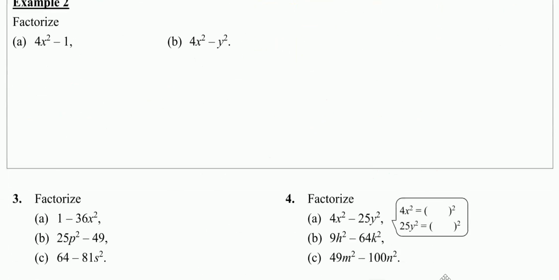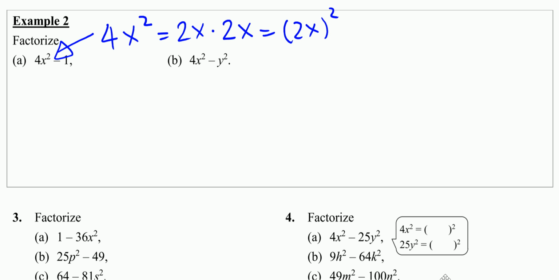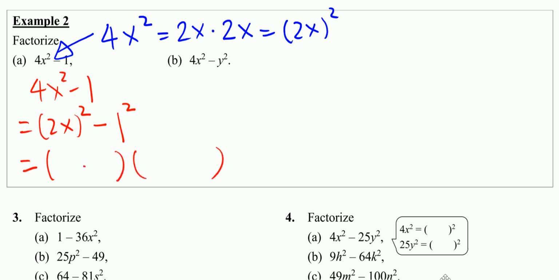And for the next problem, maybe a little bit more difficult, but actually the concept is the same. As we know, 4x squared can be split as 2x times 2x, which is 2x the whole square. So 4x squared minus 1 can be written as 2x the whole square minus 1 squared. Then follow the identity, just plug in the formula. We have two brackets, the first is the positive side and the other is the negative side. So just write down everything: 2x plus 1 and 2x minus 1.